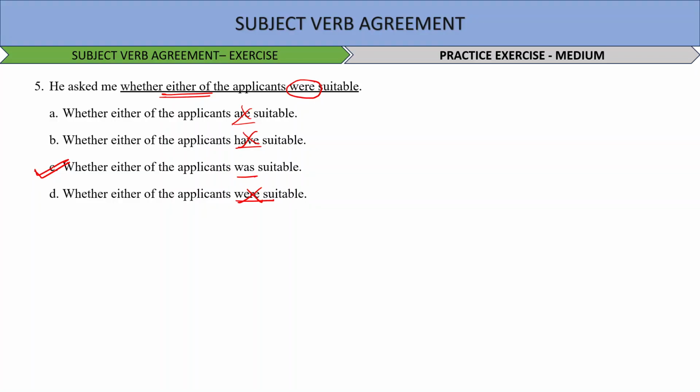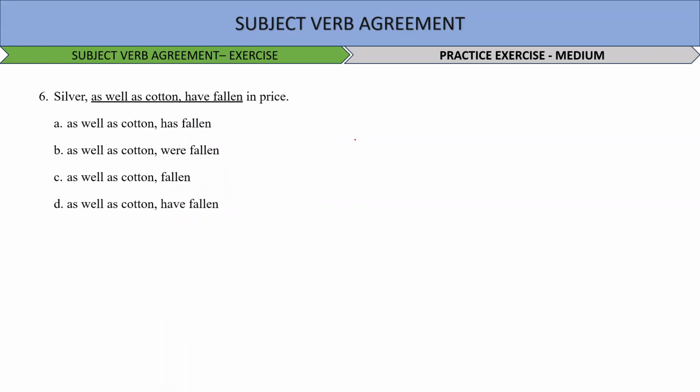Next question. Silver as well as cotton have fallen in price. Now you see, silver individually and cotton individually have fallen in price. This is what the sentence is trying to say. So words joined to a singular sentence by as well as are parenthetical, right? That is, they are of lesser importance. So the verb will always follow the major subject, and the major subject here is silver, which is singular. So for singular, we will definitely go with a singular verb and not have fallen, not were fallen, not fallen, and not have fallen again. So we are left with only one option, which is option number A, and it says as well as cotton has fallen.